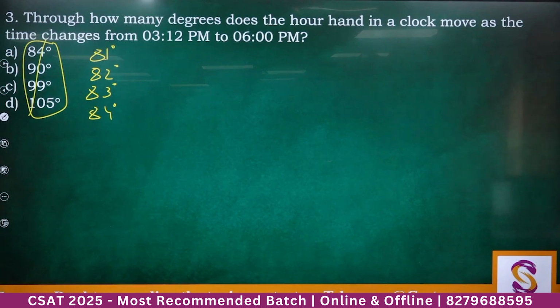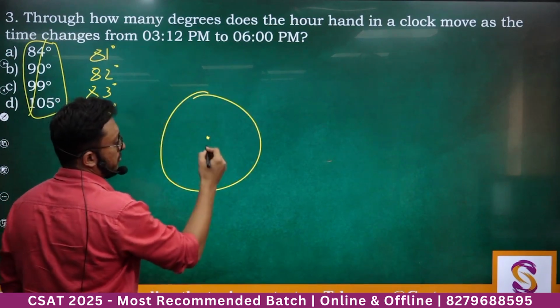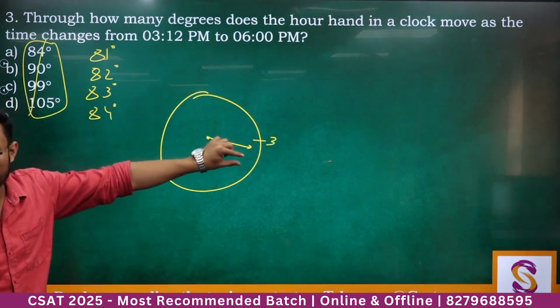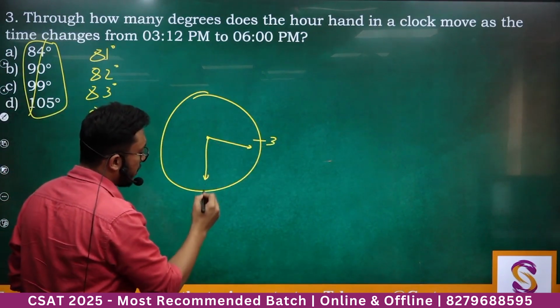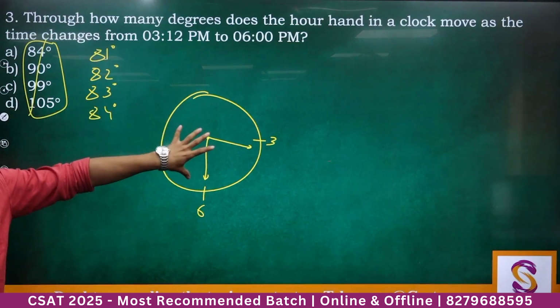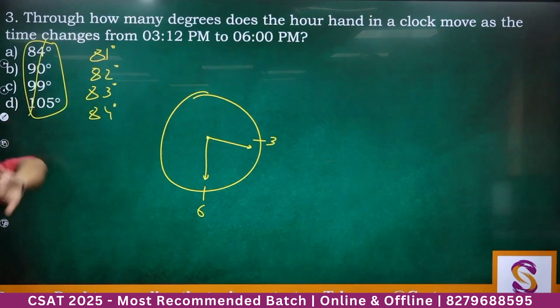See, one thing will be direct, that time is 3:12 and the next time is 6. So initially my hand will be 3 से थोड़ा सा नीचे, slightly below 3, and the next hand is at 6. यहाँ से I can directly say it will be something less than 90. This is what you need to do in exam. It will be less than 90, so answer should be 84.